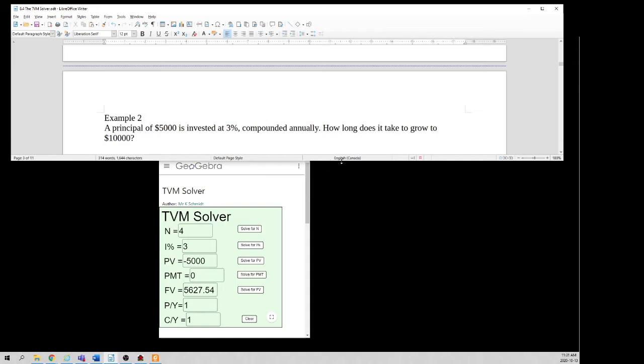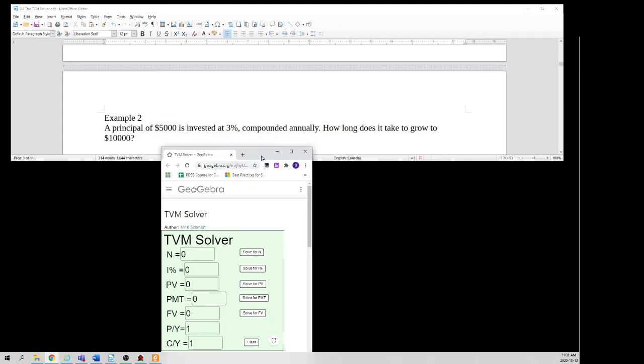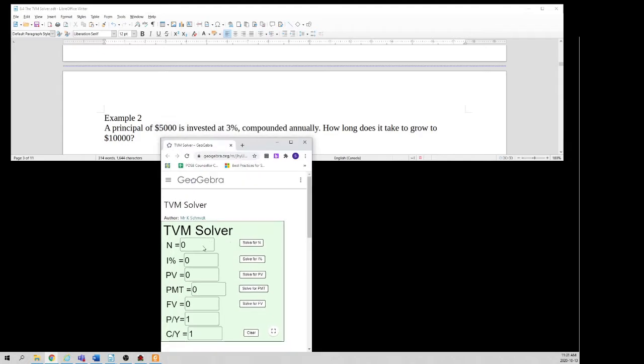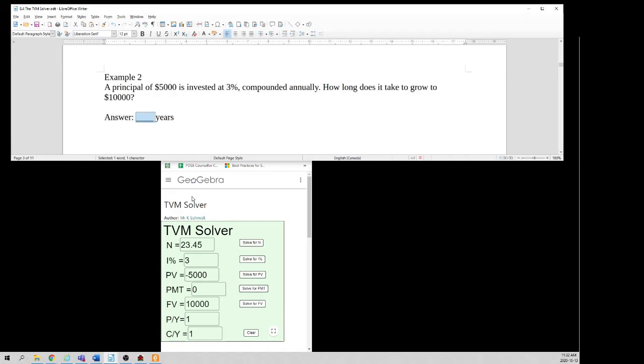The principal of $5,000 is invested at 3% compounded annually. How long does it take to grow to $10,000? Now this is a different kind of problem. We haven't done problems like this where we said how long does something take. So in this case, I'm going to tell the TVM Solver that I'm putting in $5,000. I'm going to be taking out $10,000. Interest rate is 3. And I'm going to this time solve for n. So according to this, it takes a little bit over 23 years.